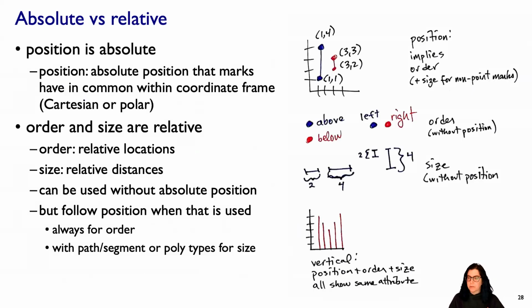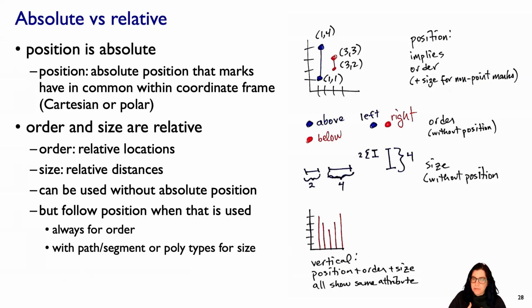Now, another thing to notice is what are the relationships between these things like position and size? Now, position is an absolute number. The way we say position, think of that as a shortcut for saying absolute position. It's an absolute position that some collection of marks have in common because they have a shared coordinate frame. Whether or not that's the Cartesian rectilinear or the polar radial, we're thinking about position as being a statement about a common coordinate system that all of the marks are sharing.